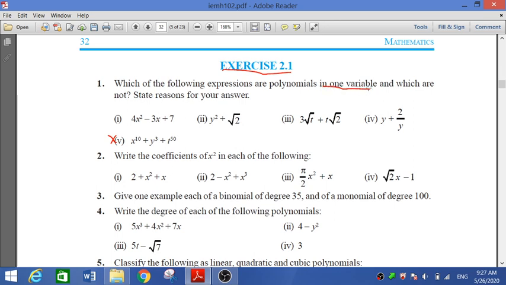Now here it is not one variable, because how many variables are there? X, y and t. 3 variables. It is obviously a polynomial, but because of 3 variables, it is not under one variable. ये polynomial तो है ही, लेकिन one variable polynomial नहीं है. Why? Because it has 3 variables. Now discuss it with the given reason for your statement. So we have to give the reason.